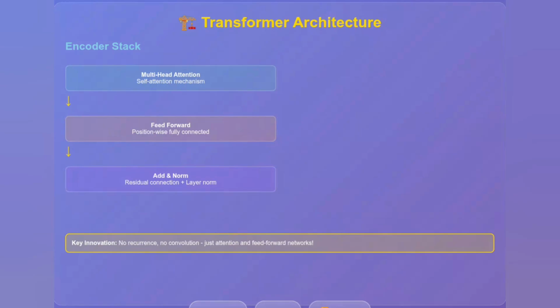This is the Attention Is All You Need paper architecture that started it all. The key insight was revolutionary. We don't need RNNs or CNNs at all, just attention and feed-forward networks.